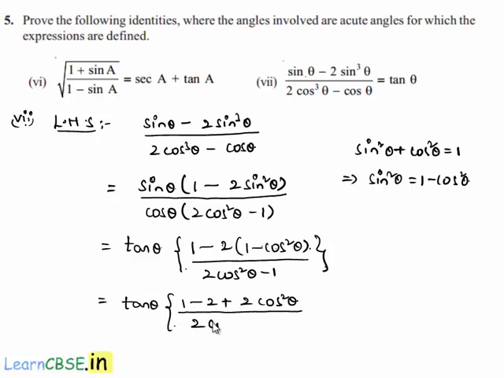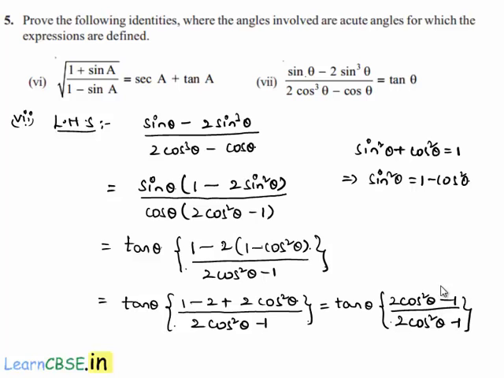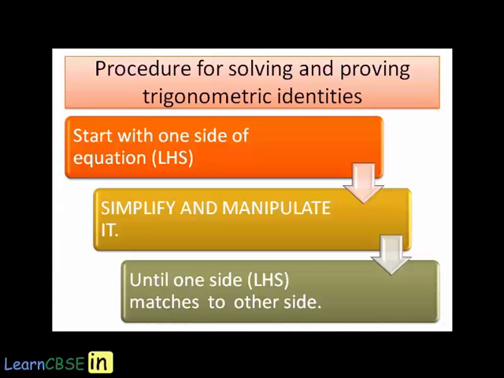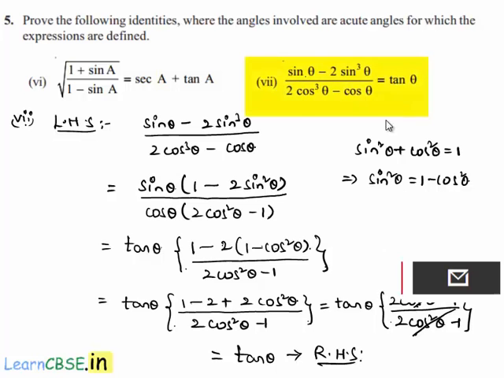divided by (2 cos² θ − 1), which will be equal to tan θ times, by rearranging the terms, (2 cos² θ − 1)/(2 cos² θ − 1). Here in the numerator and denominator we have 2 cos² θ − 1 as common, which will be cancelled, and finally we are left with tan θ, which is our right hand side. So as LHS is equal to RHS, we can say that (sin θ − 2 sin³ θ)/(2 cos³ θ − cos θ) is equal to tan θ.